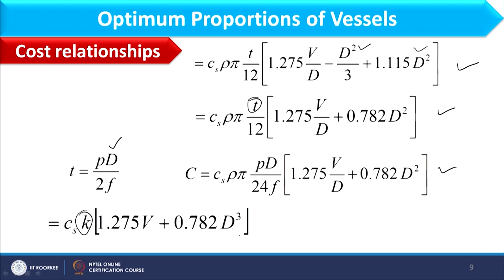Now, what would be the constants? If you see here, I have density constant, pi constant, and pressure constant, allowable stress constant, and this is constant.